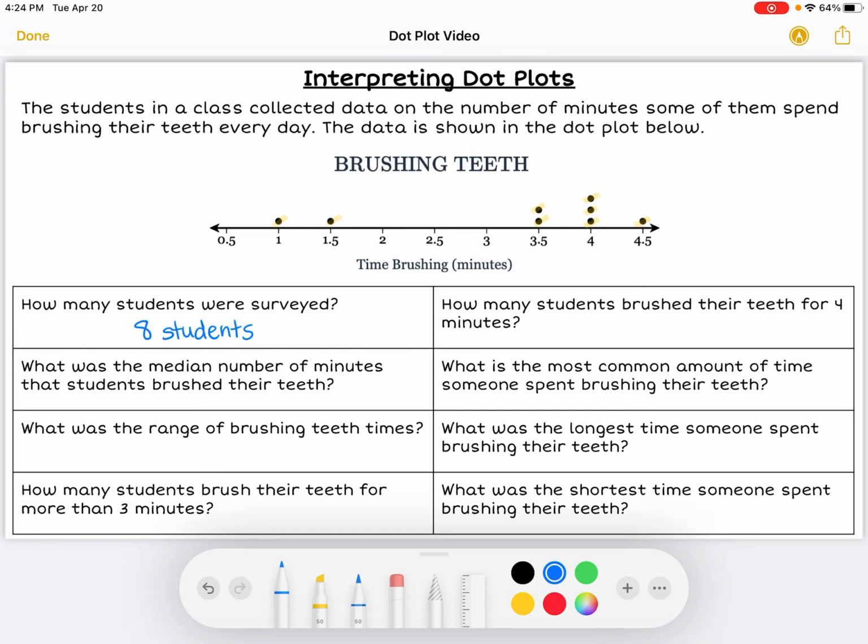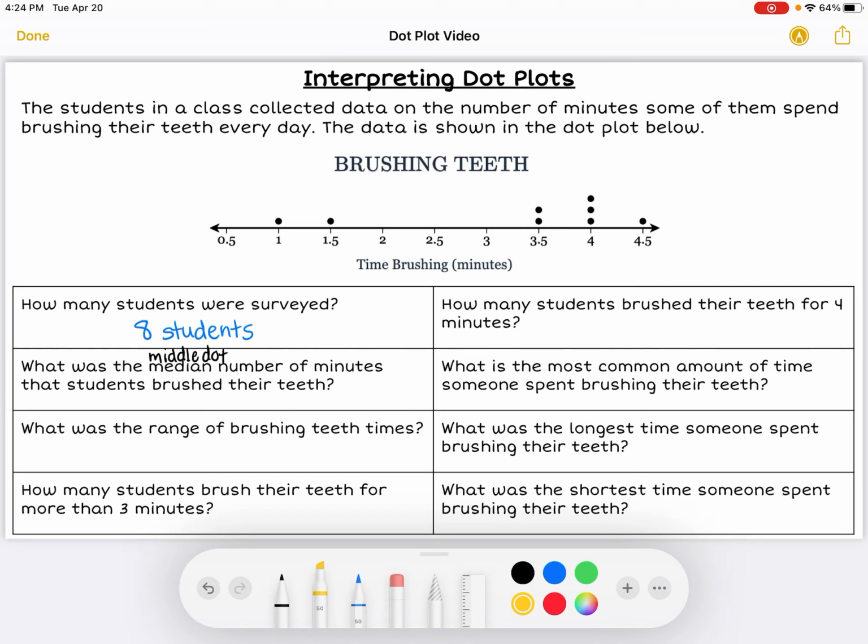The next question asks, what was the median number of minutes that students brushed their teeth? I'm actually going to cross out my little marks because I'm going to do something similar now to find the median. To find the median means I'm trying to find where the middle dot is. So to find the middle dot, I'm going to need to start on the outside dots and work my way in to find which dot is in the very middle.